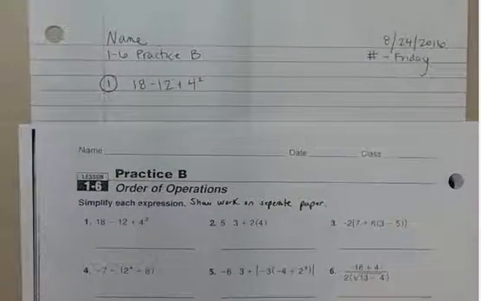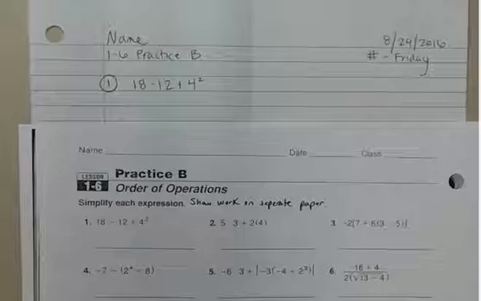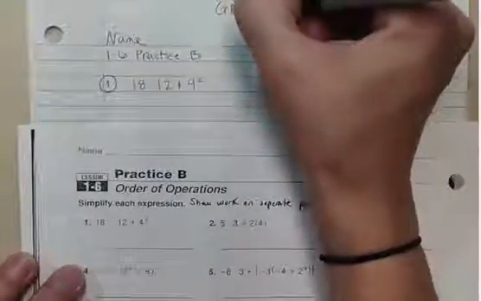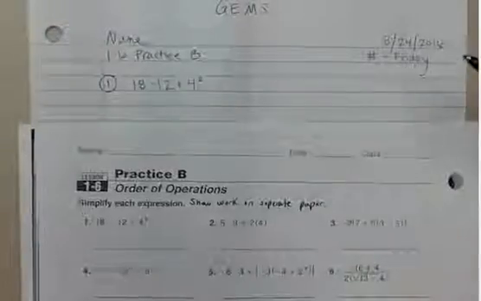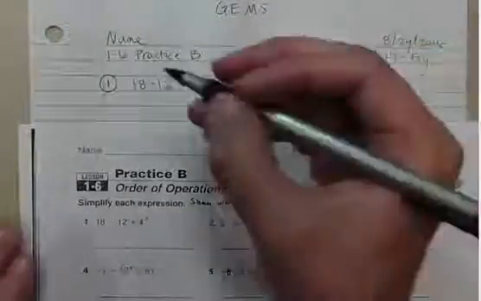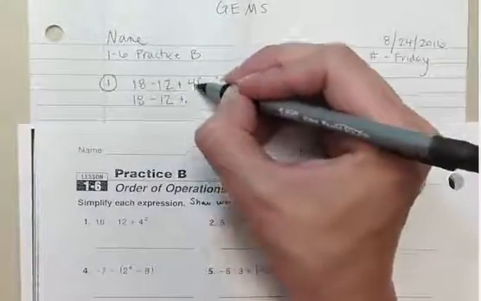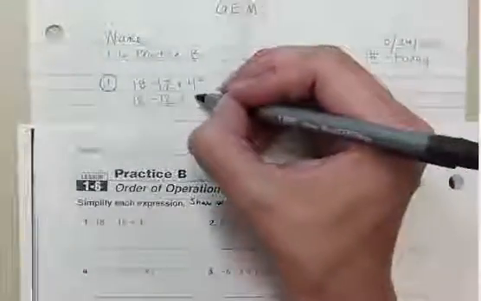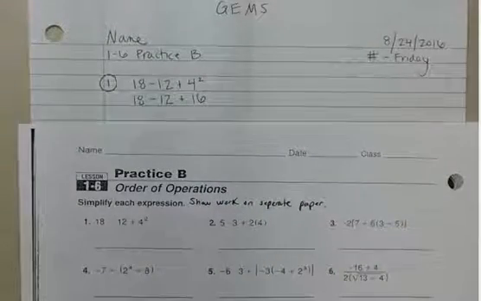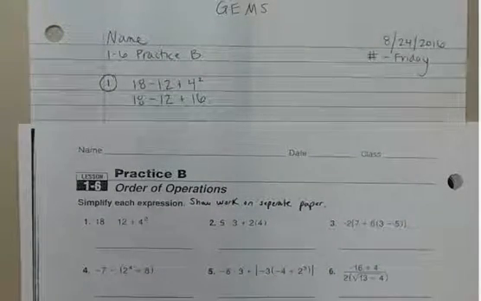Okay, I'm going to go ahead and simplify using GEMS. So again, I'm going to write GEMS up at the top. Grouping symbols, there's no grouping symbols here, so I'm going to go to the next thing. E stands for exponents. So exponents, 4 squared, I can take care of that. I'm recopying everything I don't use. So 18 minus 12 falls down. 4 squared here is 16. Okay, exponents taken care of.